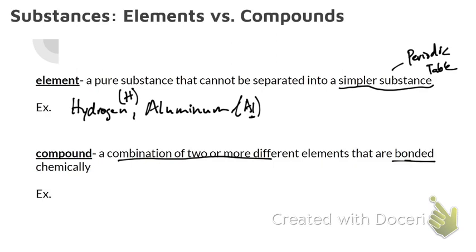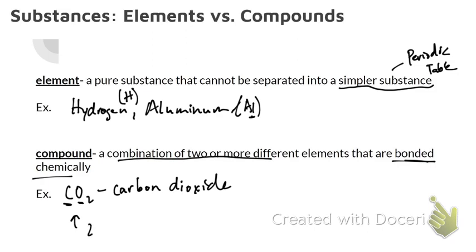The other option is a pure substance could be a compound, and that's when you combine two or more different elements and they're bonded chemically. So it means they're attached chemically. An example would be like CO2, which is carbon dioxide. Carbon dioxide has two elements, carbon and oxygen. So notice you have two uppercase letters. Why? Because you have carbon with oxygen, so that means there are two elements.